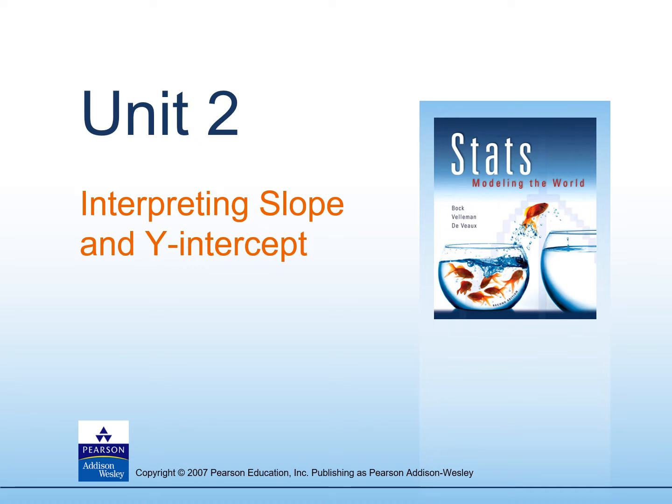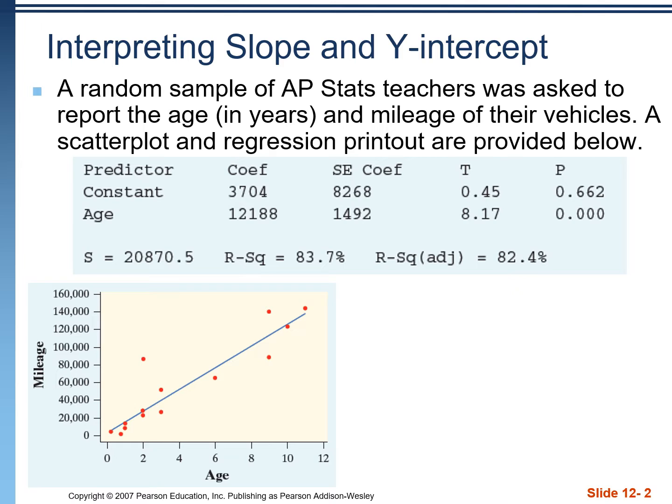All right, let's do a quick review on how to interpret slope and y-intercept. So here we have a regression output and a scatter plot for a random sample of AP Stats teachers who are asked to report the age and years and mileage of their vehicles.